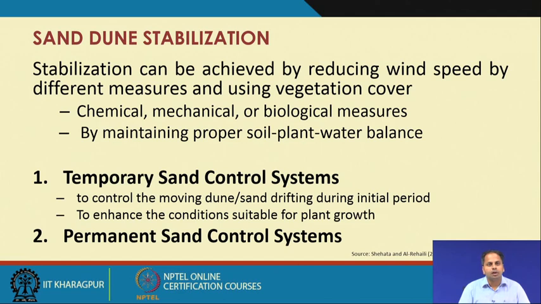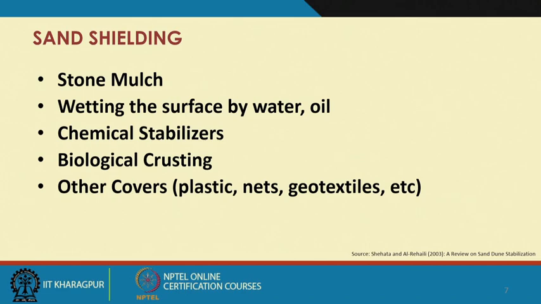Okay. So the purpose of temporary sand control is to control further moving of dunes or sand drifting during the initial period of any permanent sand control system, and also to enhance the condition which can favor plant growth in future. Okay. And then there is a permanent control system. So let us see the first type of temporary control measures.